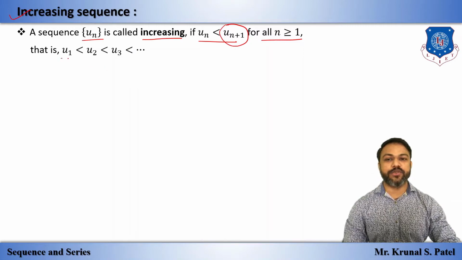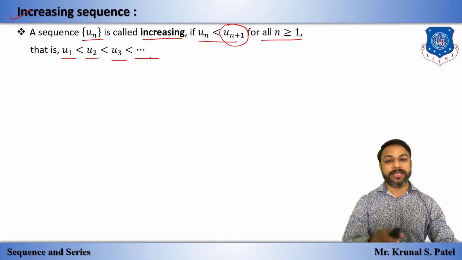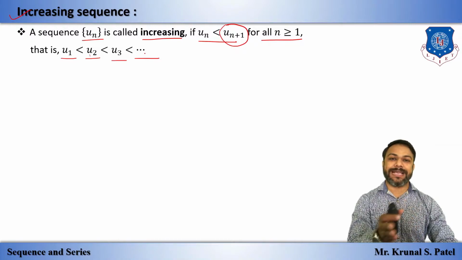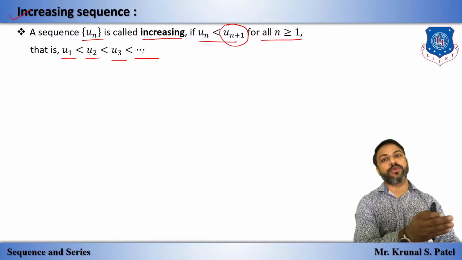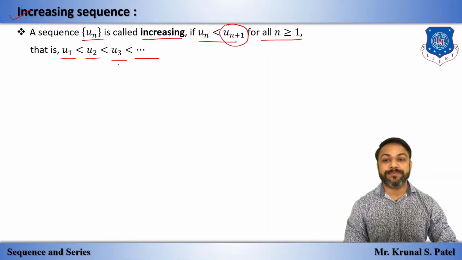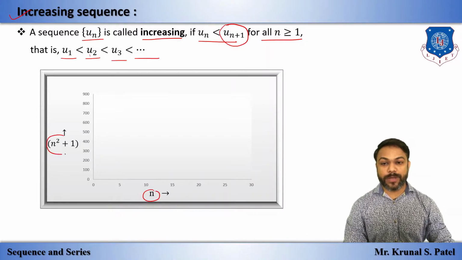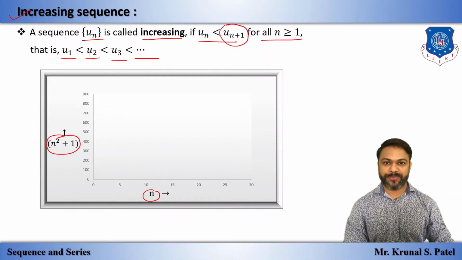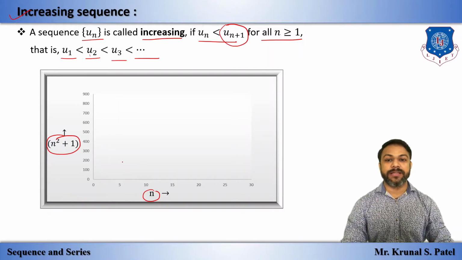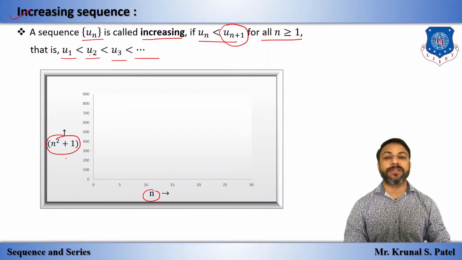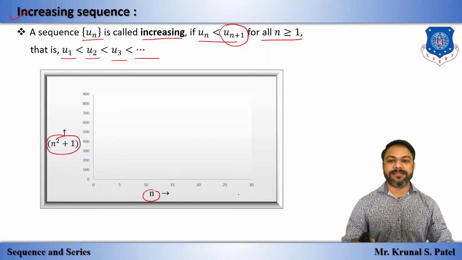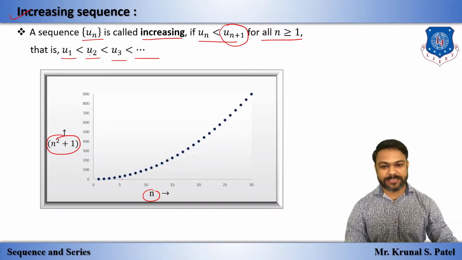Okay, so we can say that u1 is less than u2, u3 is greater than u2, u4 is greater than u3. As n increases, the term also goes larger and larger. Let's understand with one example. We have the term n square plus 1. If we put n equal to 0, we get 0 plus 1, which is 1. If we put 1, then 1 square plus 1 is 2. This is increasing. If we put 2, then 2 square is 4, plus 1 is 5. So as n increases, the term increases.